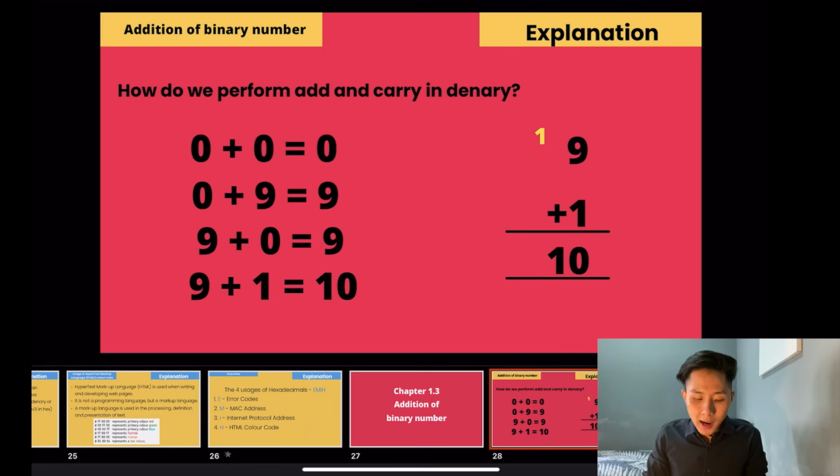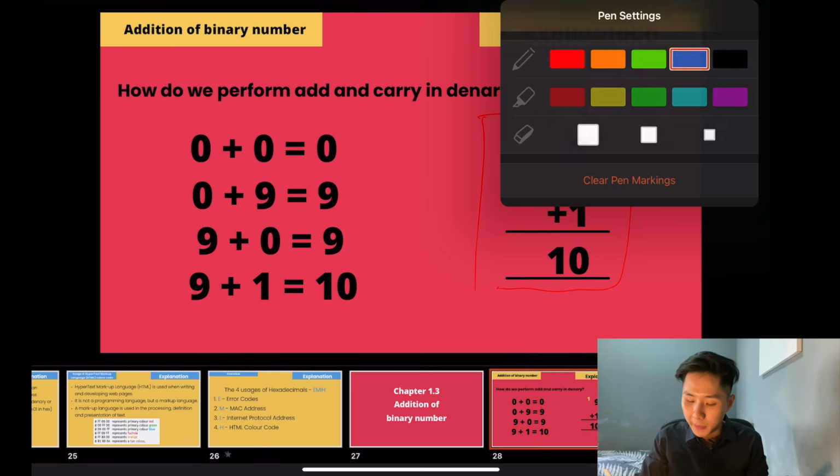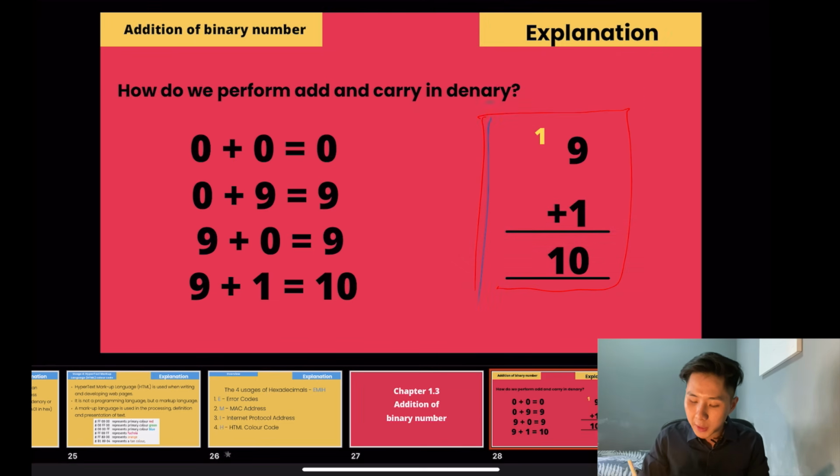So if you remember, how we carry out addition in denary is by using this old school method here. So this is how we perform addition in the denary system. So 9 plus 1, we have the value 10. So 0 is our residual value, and 1 is our carried over. But in binary, it's a little bit different.